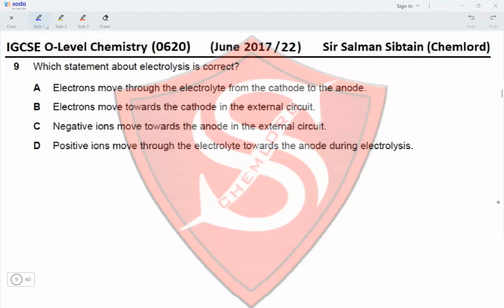Question 9. Which statement about electrolysis is correct? Electrons move through the electrolyte from the cathode to the anode. No, electrons move through the wires, not the electrolyte. So this is incorrect. Next, electrons move towards the cathode in the external circuit. Yes, anode is where oxidation takes place, so electrons are removed from the anode and they move towards the cathode through the wires, which is the external circuit.